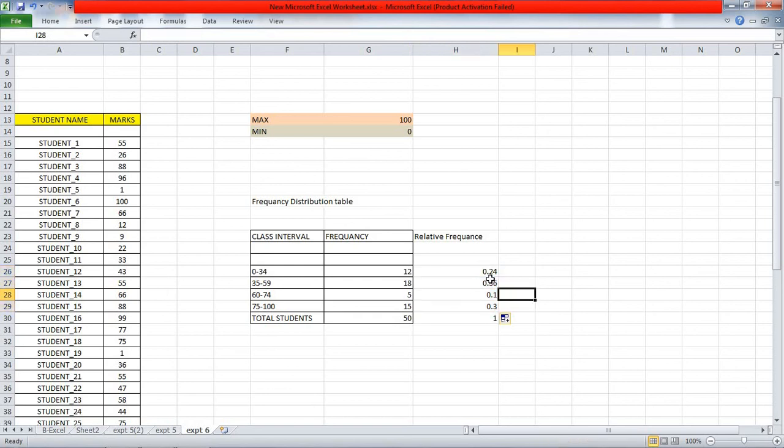So this is the frequency G27. Here you get G27 divided by 50. For this one, G28 divided by 50. For this one, G29 divided by 50. Here we take the sum of these values.